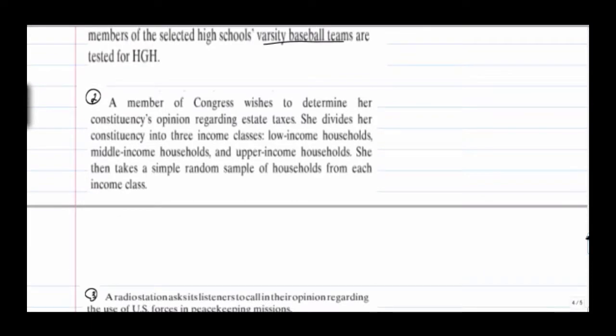Number 2, a member of Congress wishes to determine her constituency's opinion regarding estate taxes. She divides her constituencies into 3 income classes: low-income households, middle-income households, and upper-income households. She then takes a simple random sample of households from each of the income classes. This would be stratified. You're using groups and you're taking some out of each group.